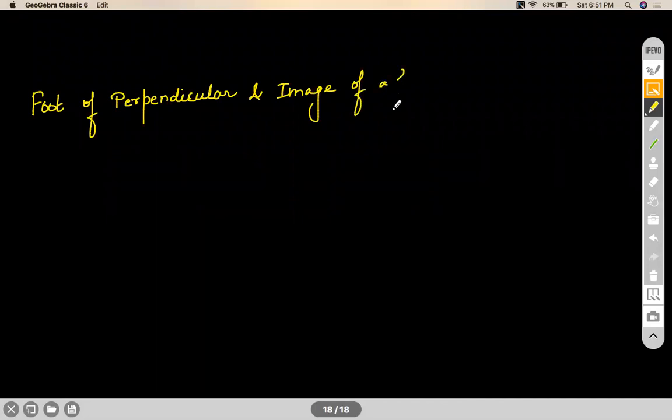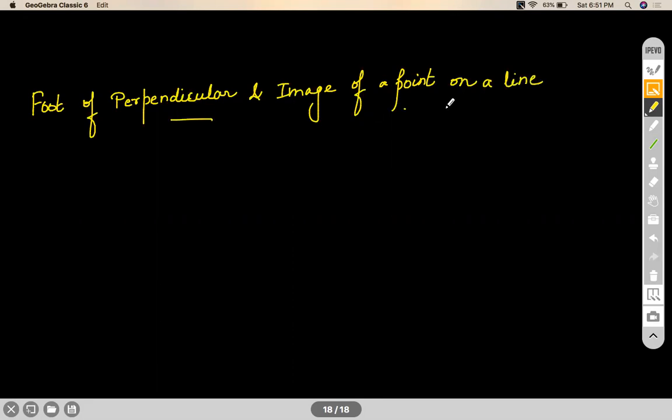to the concept of foot of the perpendicular and image of a point. Foot of perpendicular and image of a point on a line.